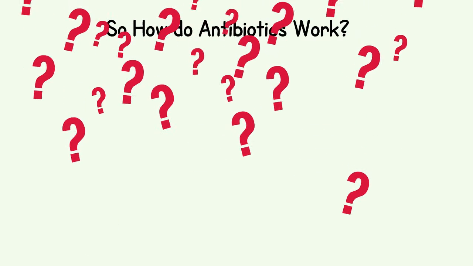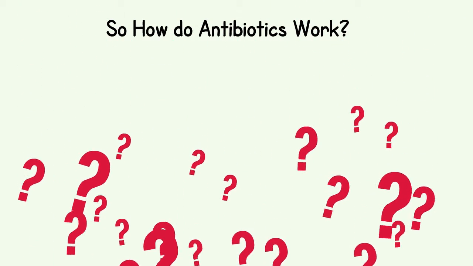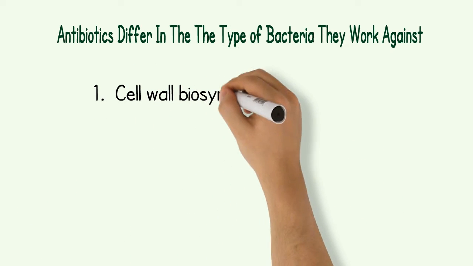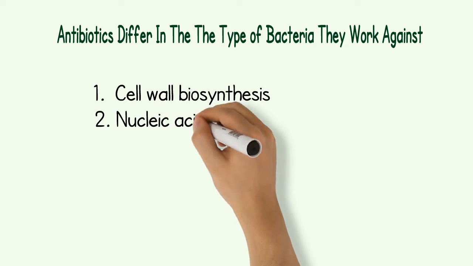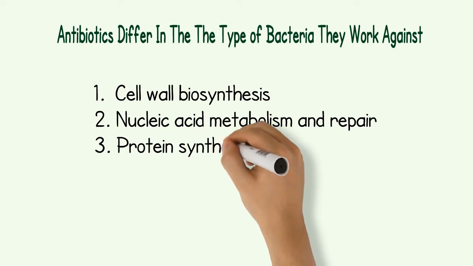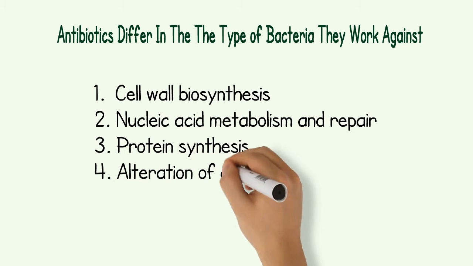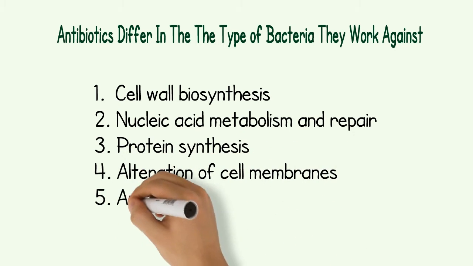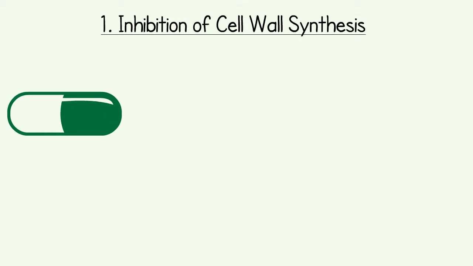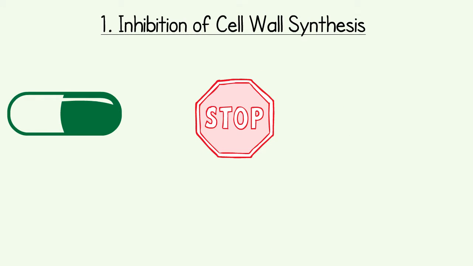So you may be asking, how do these antibiotics work? Antibiotics differ in the type of bacteria they work against. The 5 different mechanisms of action are cell wall biosynthesis, nucleic acid metabolism and repair, protein synthesis, alteration of cell membranes, and antimetabolite activity. The most common mode of action for antibiotics is the inhibition of cell wall synthesis.